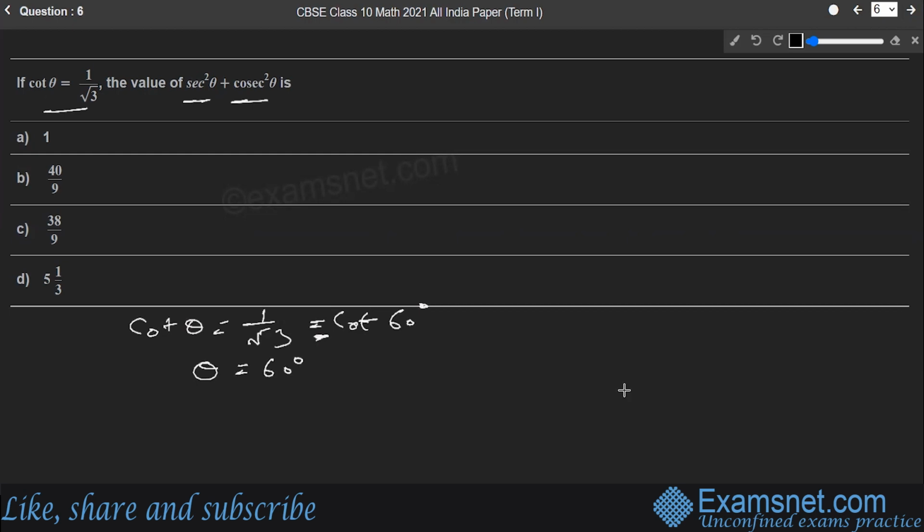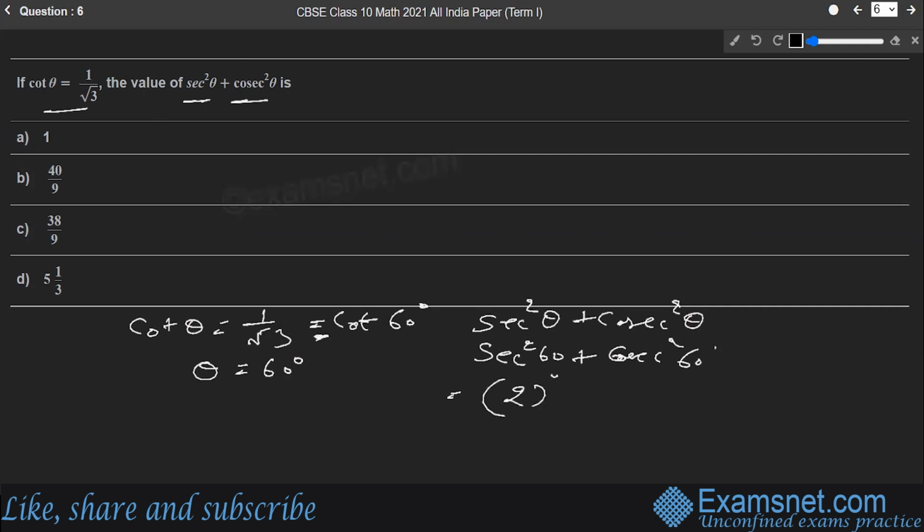Now we have an expression to solve. The expression is sec square theta plus cosec square theta. In place of theta, we can put 60. So sec square 60 plus cosec square 60. This is what we can calculate. So we know the values of sec 60 and cosec 60. The value of sec 60 is nothing but 2, so sec square 60 will be 2 square, plus value of cosec 60 is nothing but 2 by root 3, so cosec square 60 will be 2 by root 3's whole square.